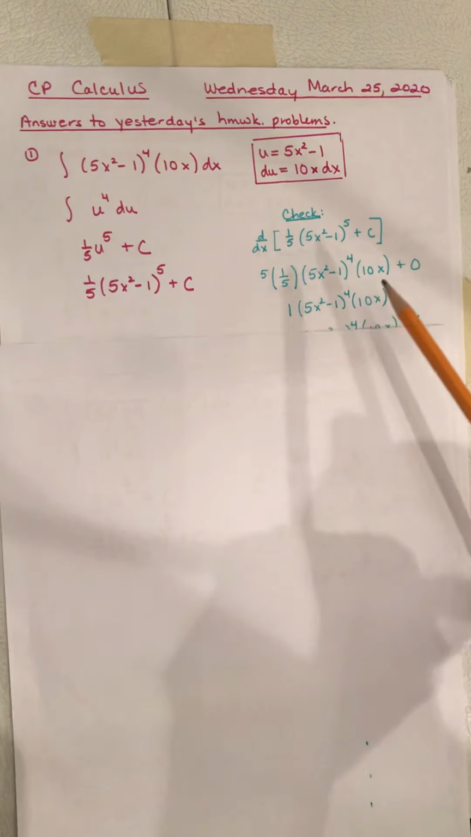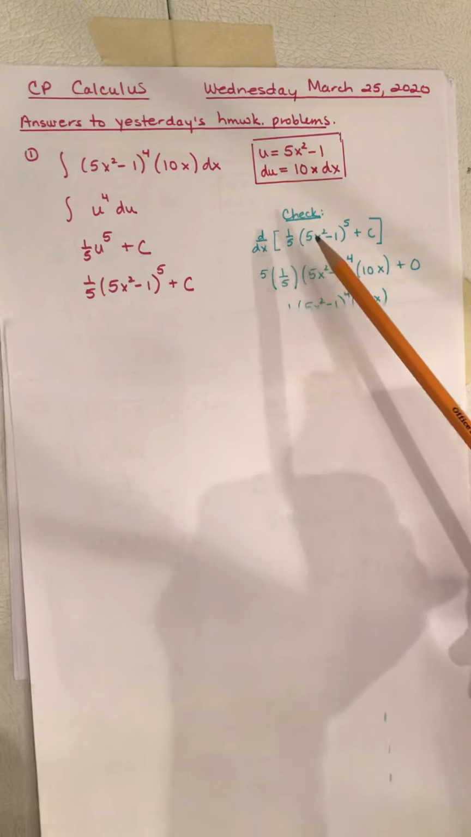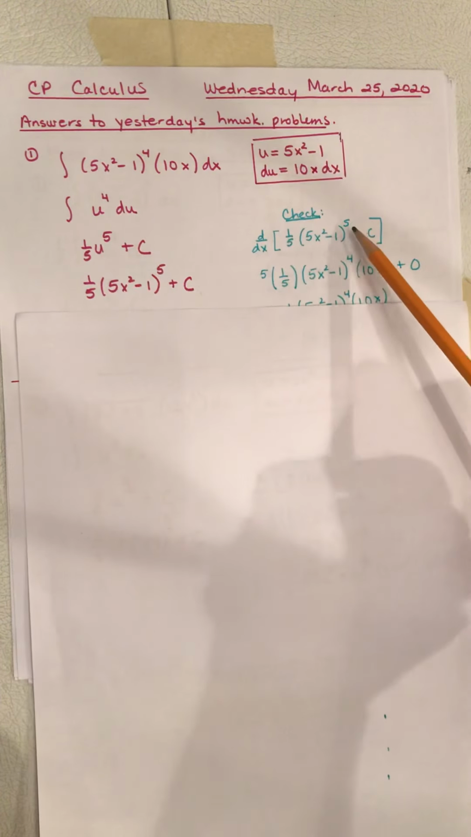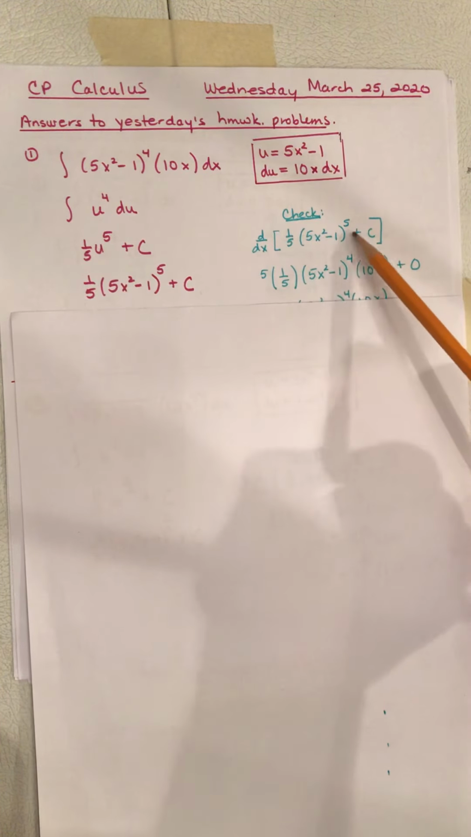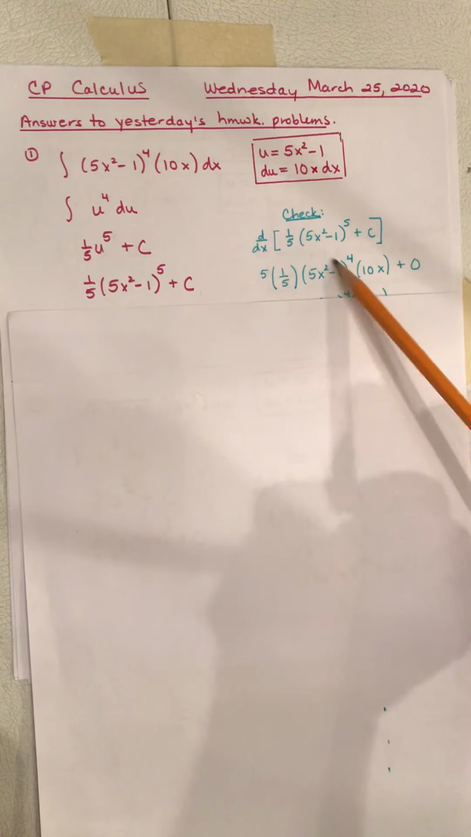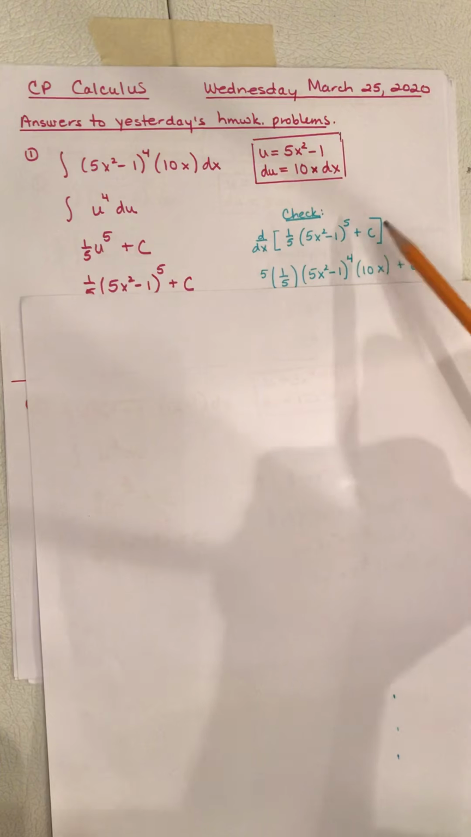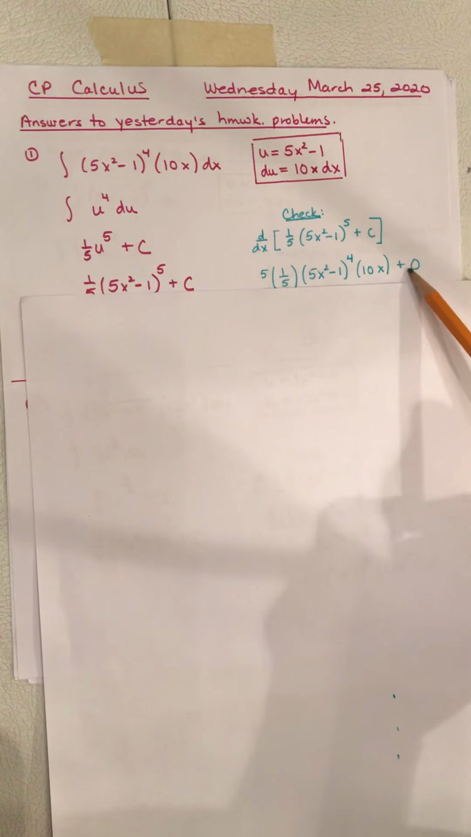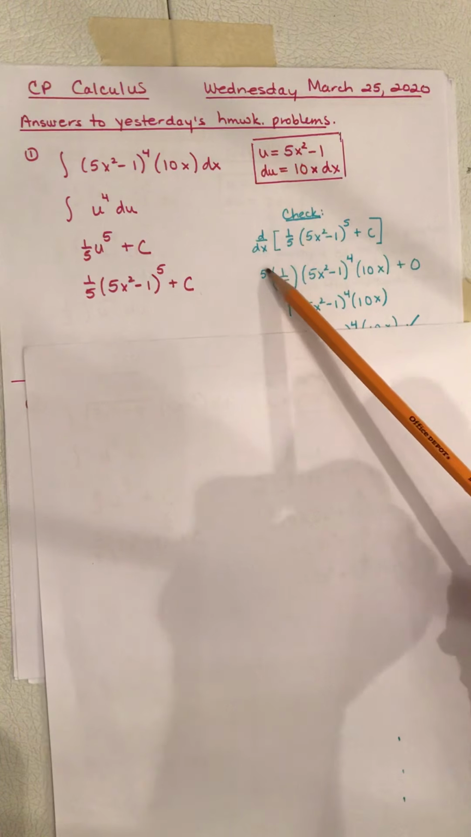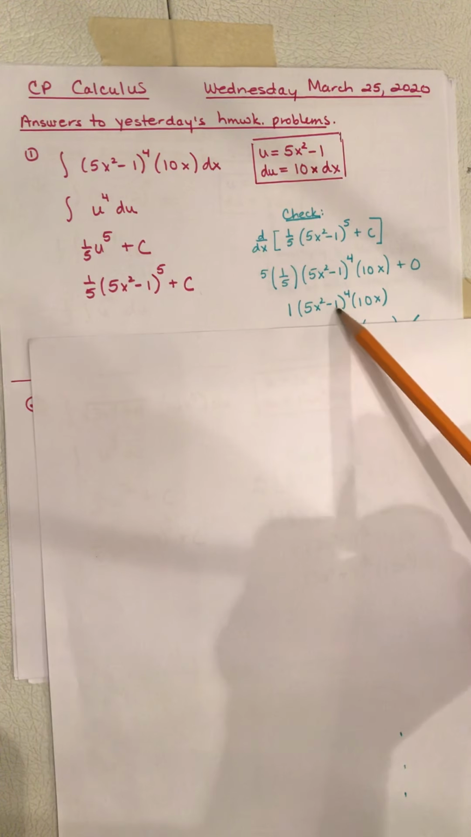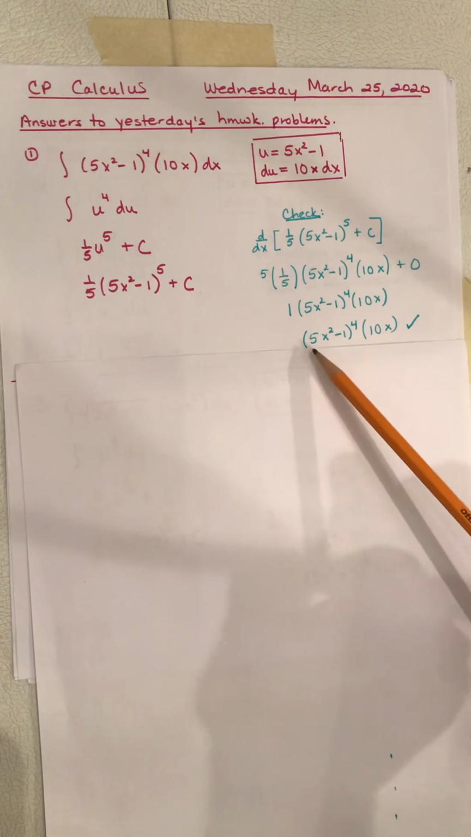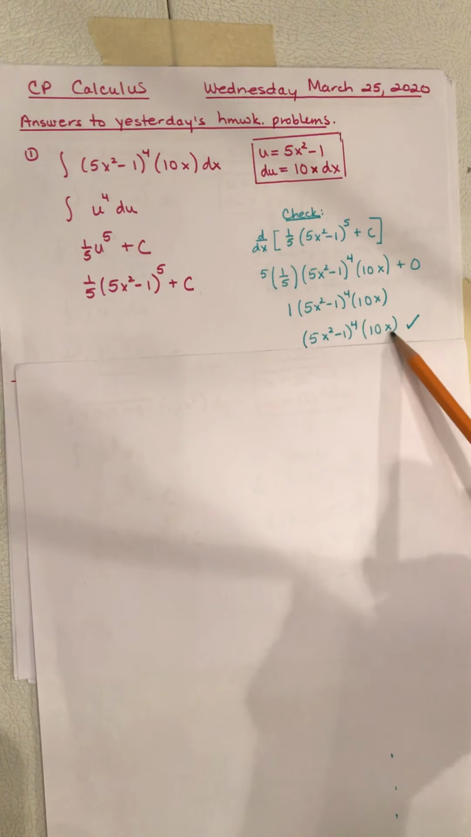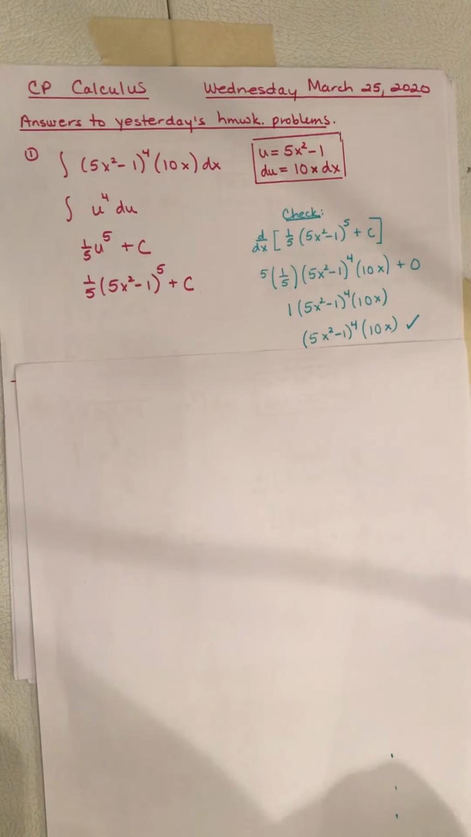And then I asked you to check it yesterday, so here we go. We take the derivative of our answer. So we have 5 times 1/5. Keep the base the same, subtract 1 from the exponent, get 4. Take the derivative of the inside function, we get 10x. Plus the derivative of c, which is 0. All right, so then what does that give us? 5 times 1/5 is 1. 5x squared minus 1 to the fourth power times 10x. And voila, there we go. 5x squared minus 1 to the fourth power times 10x is our original integrand, so that checks. Okay, I hope you did well on that one.